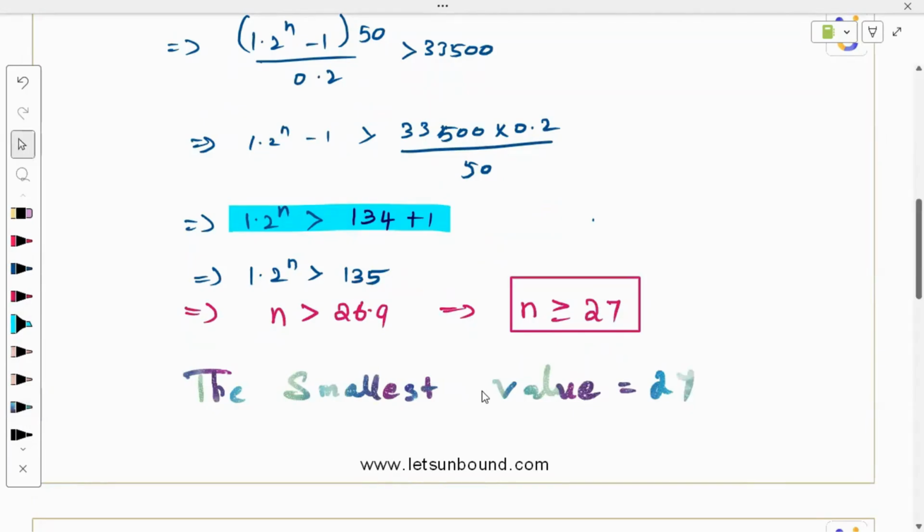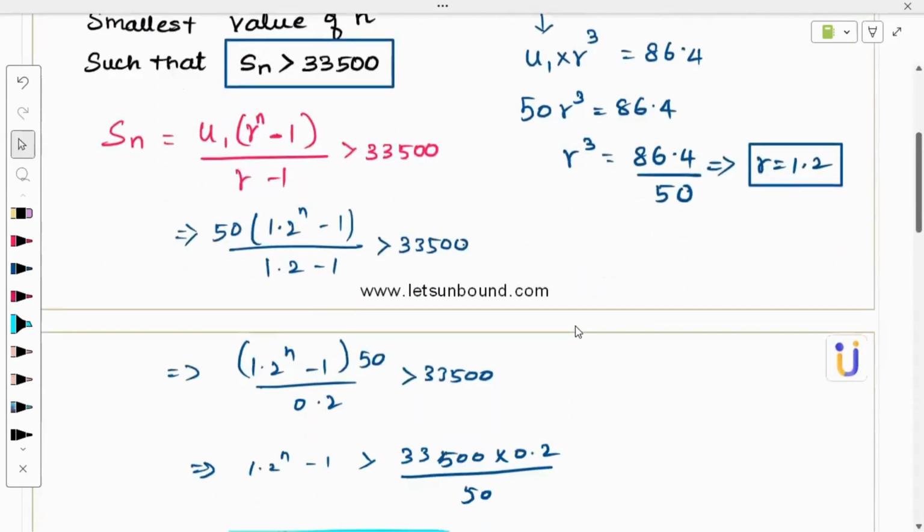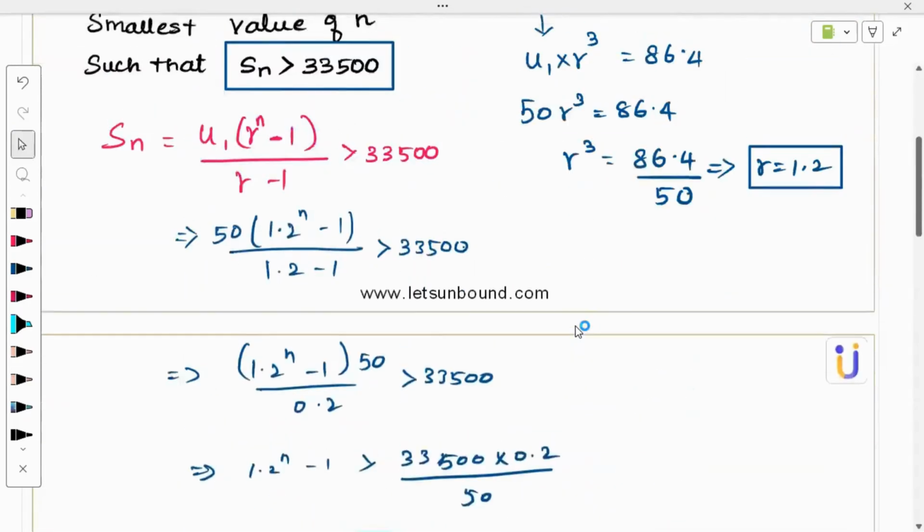Right? That's simple. If you know the basic terms and the Sn formula of a GP, and just calculator working, we can fetch this result. That's simple. And thank you for listening.